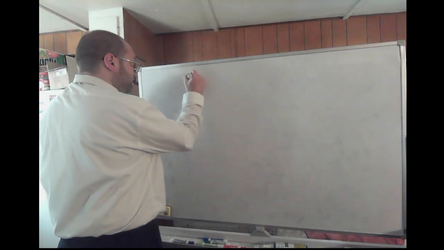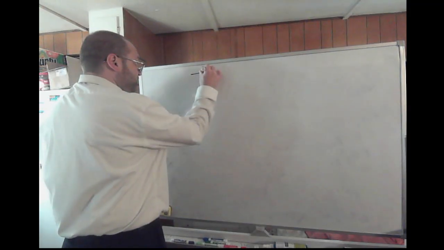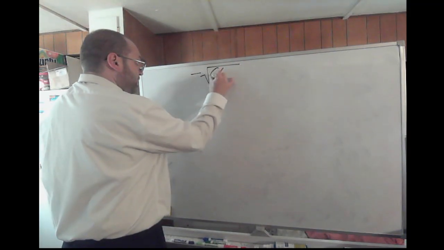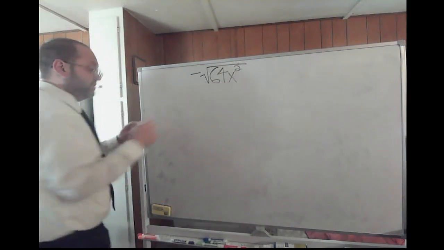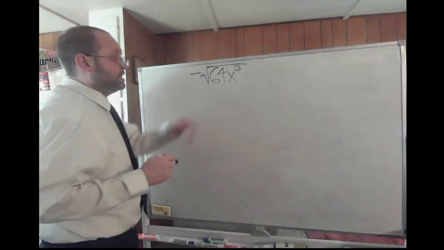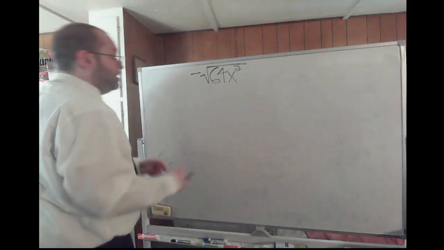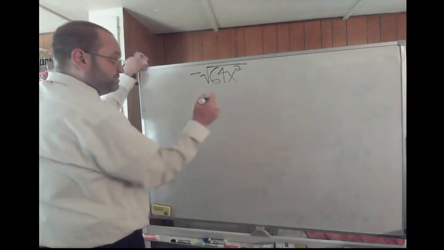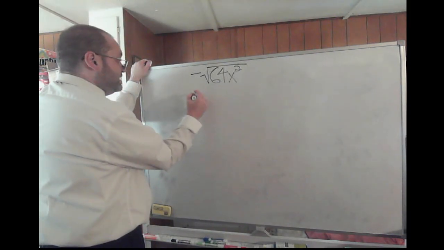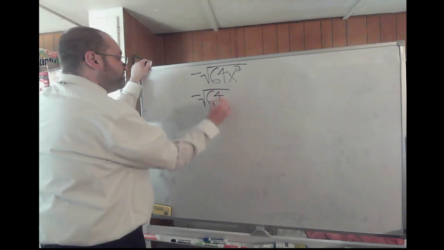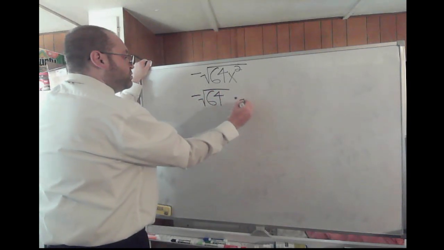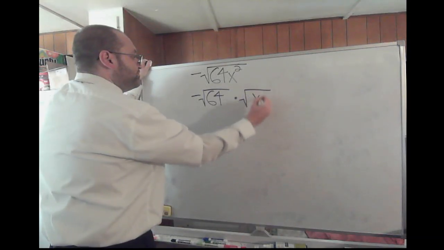How about negative of the square root of 64x squared? So we have negative the square root of 64x squared. Well, only one of these square roots that we split it into is going to need the negative sign. So we'll just do negative of the square root of 64 times the square root of x squared.